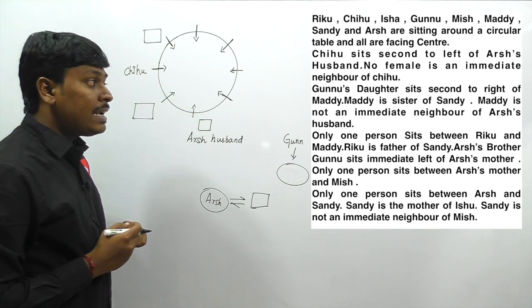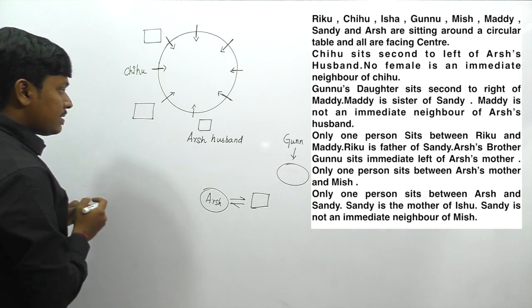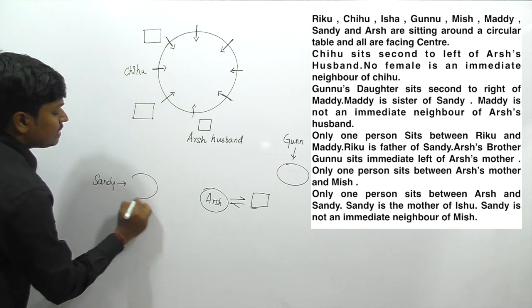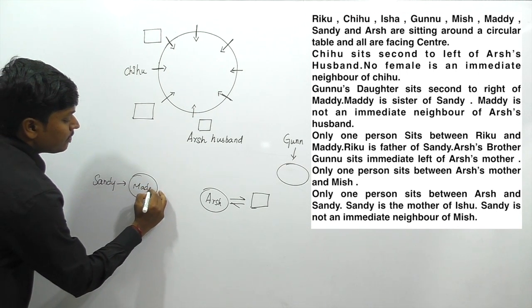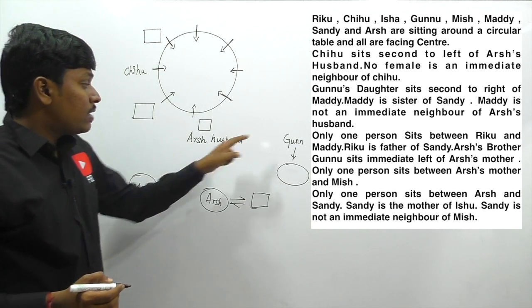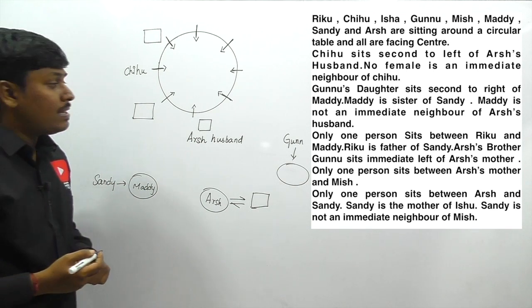Maddie is sister of Sandy. So Sandy's sister is Maddie, friends. Okay, Sandy's sister, right? So Sandy is having a sister which is Maddie. So friends, from the fourth point we can conclude one thing. Gunnu is having a daughter and Sandy is having a sister which is Maddie, right?